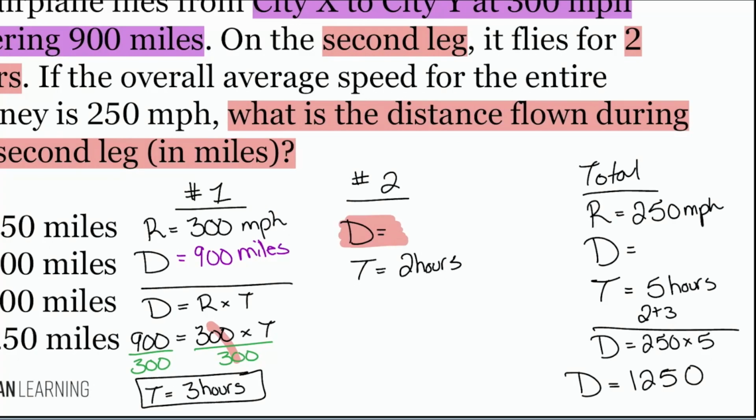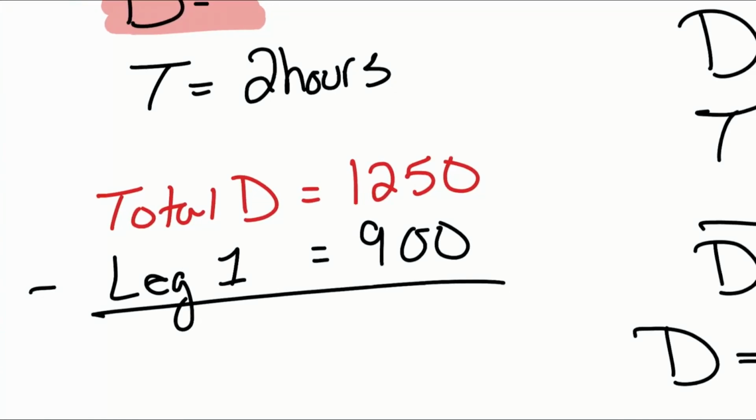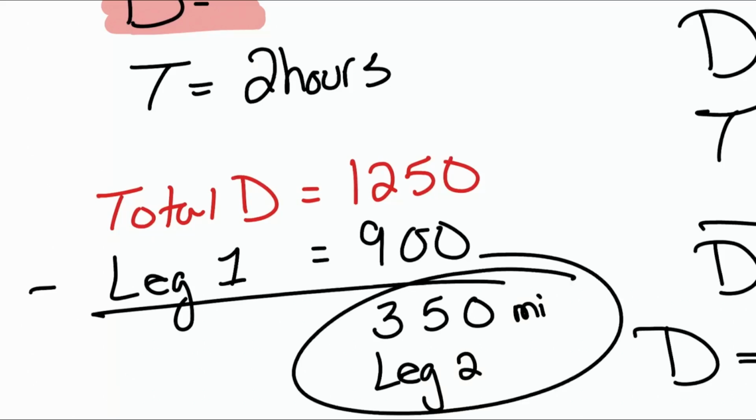So with that, everybody, guess what? We're done. Because if we have the total distance, and that's 1,250, and we subtract leg 1, which is going to be 900 miles right there, that's the distance for leg 1. And we subtract, what are we going to get, everybody? What's 1250 minus 900? Yes, that's going to be 350. Let me zoom in and do it with us. 0 minus 0, 5 minus 0, 12 minus 9, that is 3. And this is leg 2. Leg 2 is 350 miles.